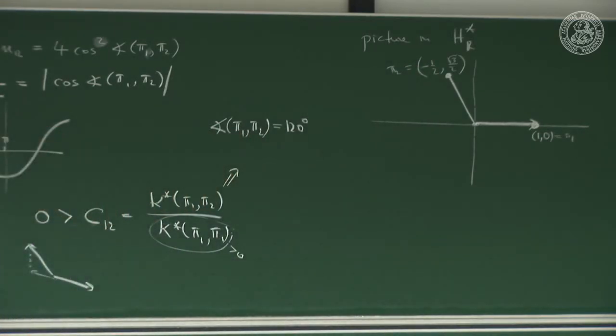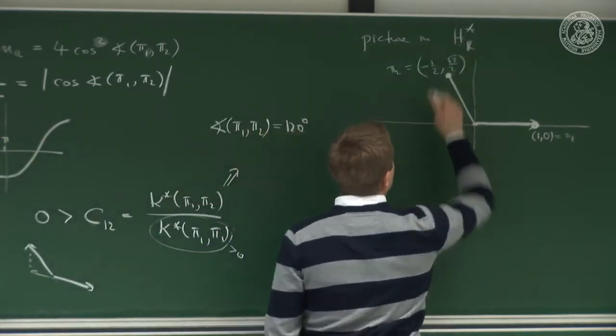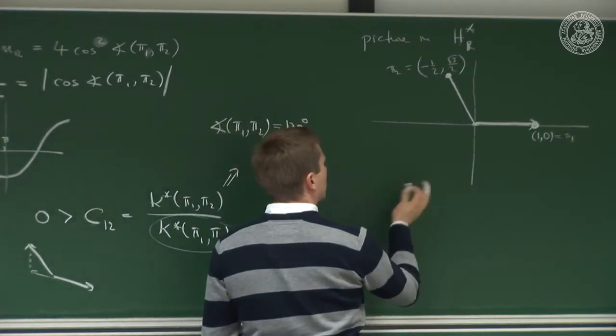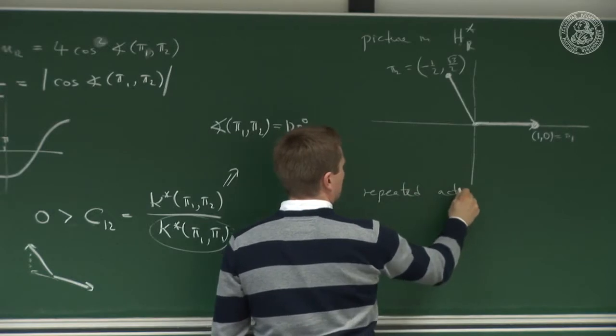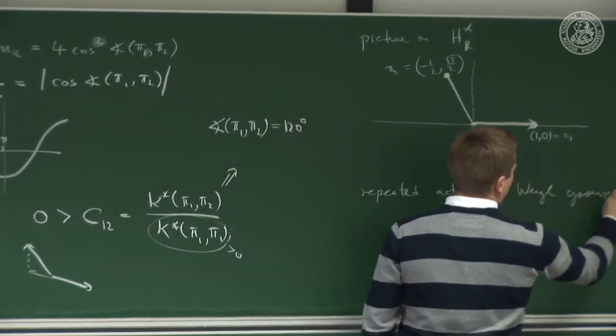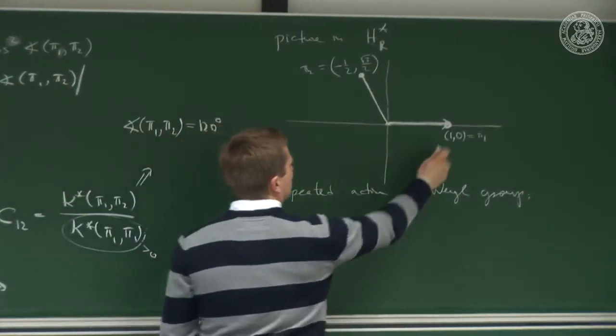Well, you see pi1, pi2 are, well, yeah, it's fine. It's these functionals. So it's the space of the functionals. It's two-dimensional. So now, by repeated action of the Weyl group, we should recover all the roots. So what do we do? Well, we start with this one.